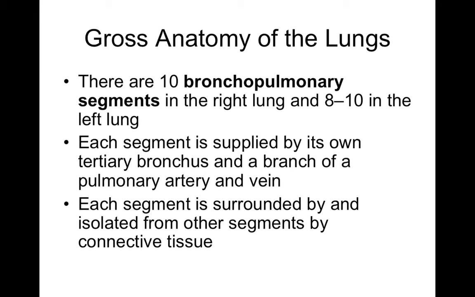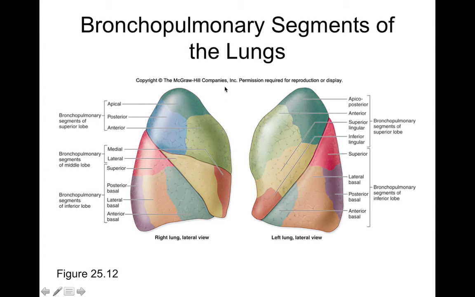Like you're not going to have a hole opening up into another segment. If you remove, let's say, an inferior bronchopulmonary segment, then you can just remove that part of the lung. So let's check this out, you guys. What this is showing is the specific bronchopulmonary segments of your lungs. And they're anatomically distinct because there's connective tissue that separates all of these.